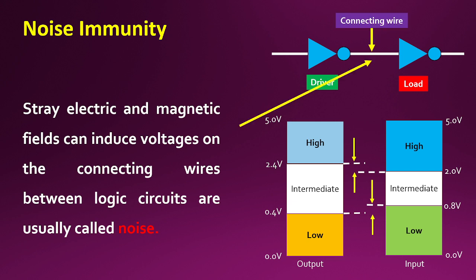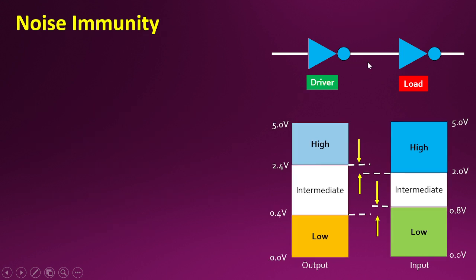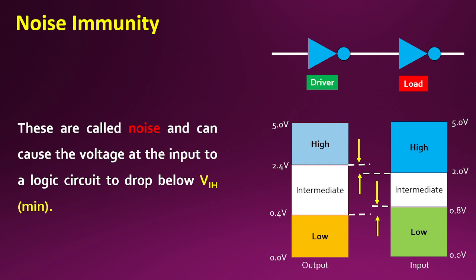So this connecting wire behaves as an antenna. Stray electric and magnetic fields will induce a voltage into this wire, which we term noise. Now let us have a look at what happens. Why have we taken a window profile of this, where the input profile voltage ranges are different compared to the output profile voltage ranges?